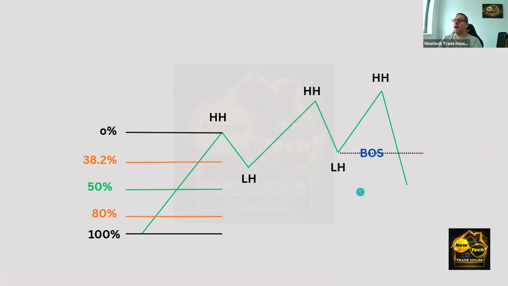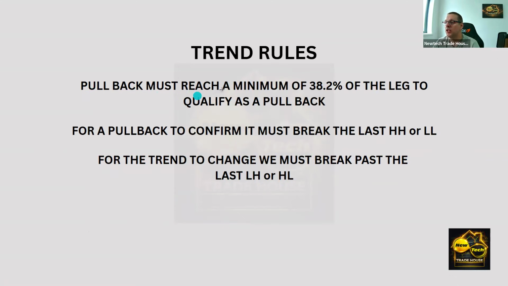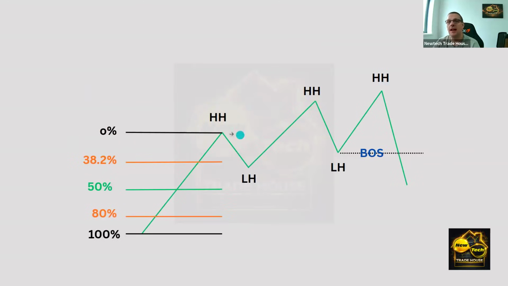Right, so as you can see here, we've got a basic market again, but what we're trying to do here is we've got a leg pushing up with a pullback. Now, if we follow our rules, the pullback must reach a minimum of 38.2% of the leg to qualify as a pullback. Now, has this reached?